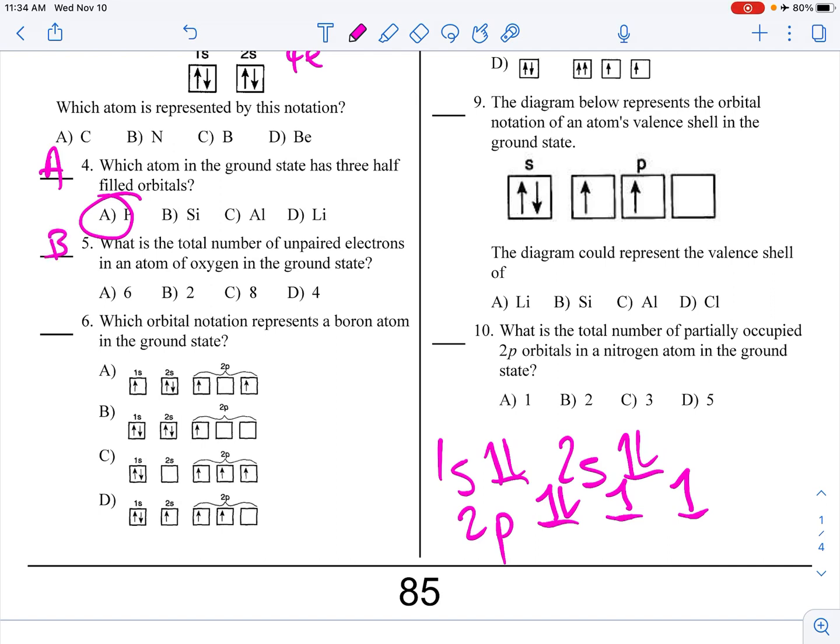Boron in the ground state. So boron has 5 electrons, so this is not ground state because we didn't fill that first one. And this is not ground state. Oh, and look, this is not ground state. You have to fill them up, the Aufbau principle. Fill them up from the bottom first. So choice B.